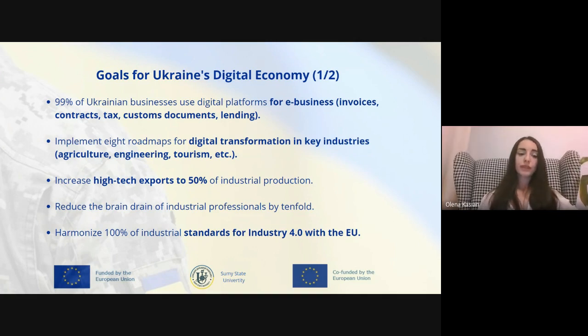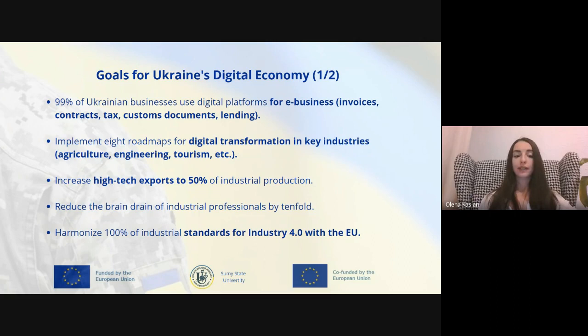2.3%. At least 8 roadmaps of digital transformation of key industries should be implemented. The first ones are agricultural sector, engineering, tourism, light industry, food processing industry, energy, mining industry, and also defense. The share of high-tech export in the industrial production should reach 50%.